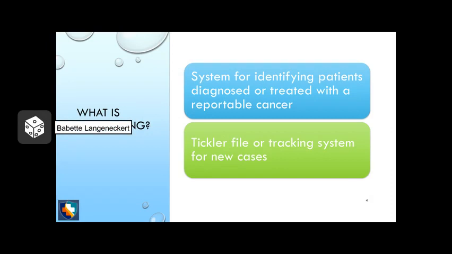What is case finding? In order to report a case, you have to be able to find it first. Case finding is a system for locating every patient who is diagnosed or treated with a reportable cancer diagnosis at your facility. Registries keep a tracking system or tickler file so that the status of case finding can be ascertained at any time.